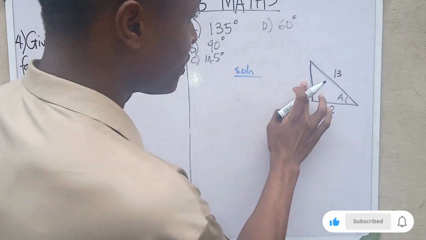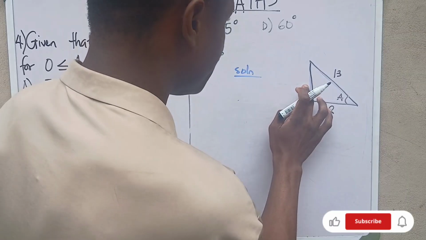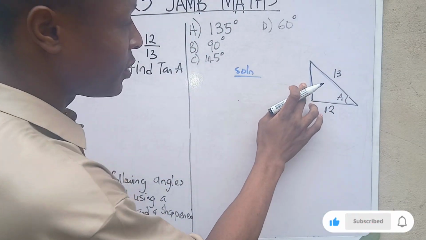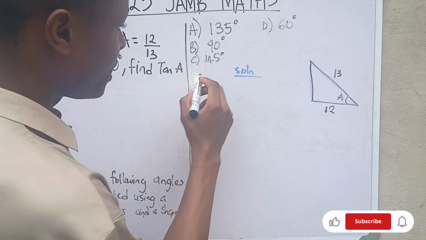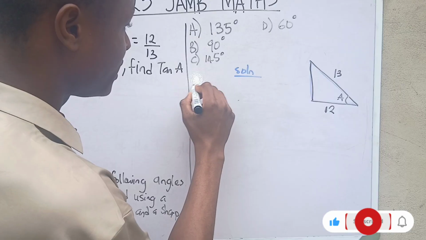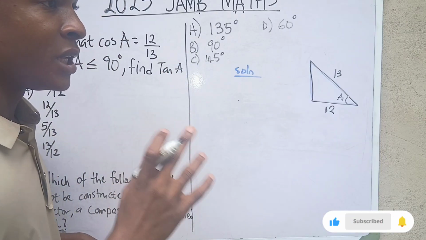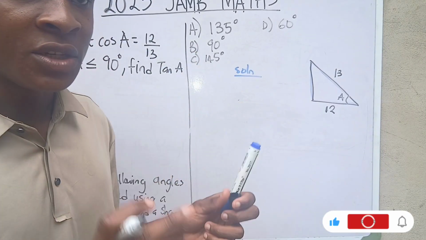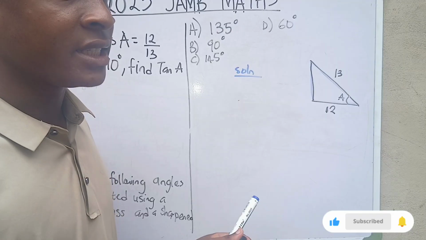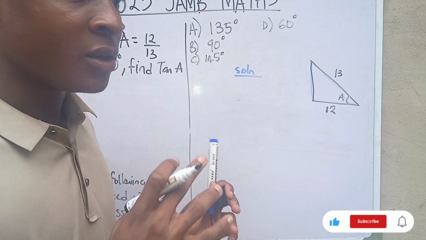So what we are going to be looking for is this place. For us to find here, we are going to use Pythagoras theorem. Pythagoras theorem says that the square of the hypotenuse is equal to the sum of the square of the adjacent and the square of the opposite.